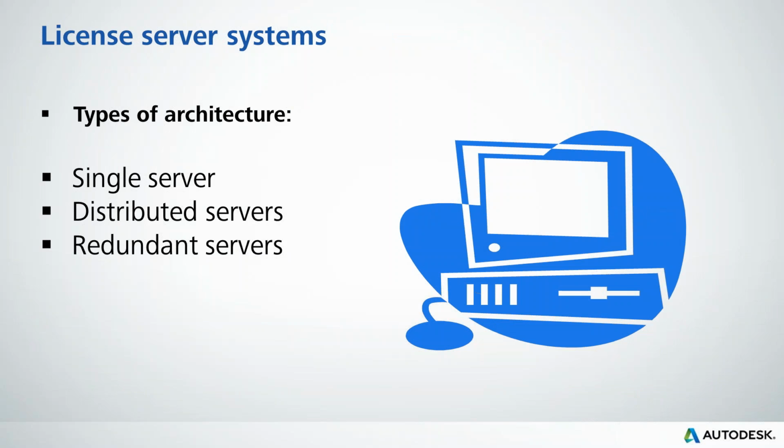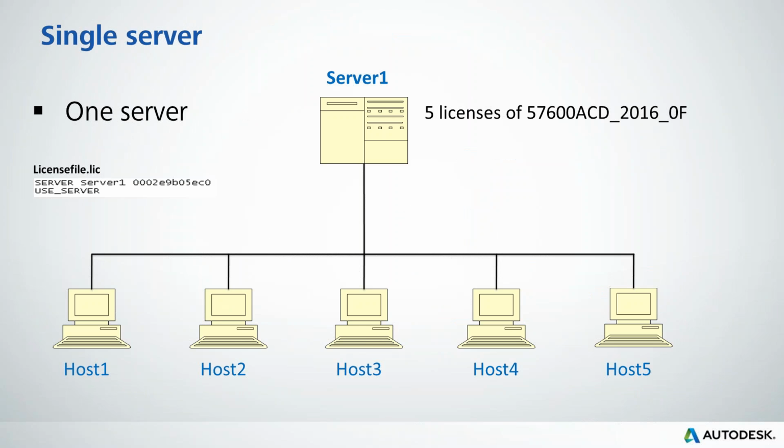So the 3 types are single server, distributed server, and redundant server. So you can say, Byron, what are those? So the single server, straightforward, one server on your local area network, serving 5 licenses to 5 computers. That is the most commonly used way to set up the Network License Manager.